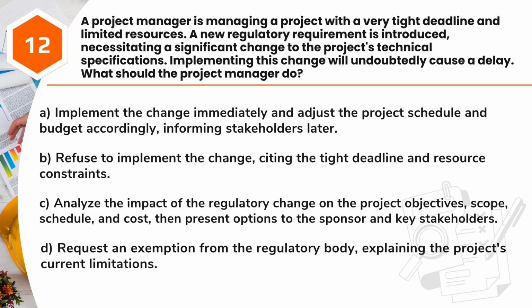A. Implement the change immediately and adjust the project schedule and budget accordingly, informing stakeholders later. B. Refuse to implement the change, citing the tight deadline and resource constraints. C. Analyze the impact of the regulatory change on the project objectives, scope, schedule, and cost, then present options to the sponsor and key stakeholders. D. Request an exemption from the regulatory body, explaining the project's current limitations.